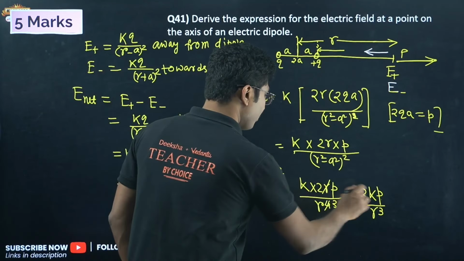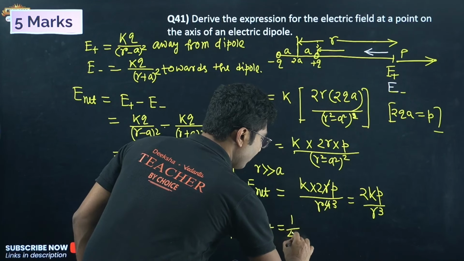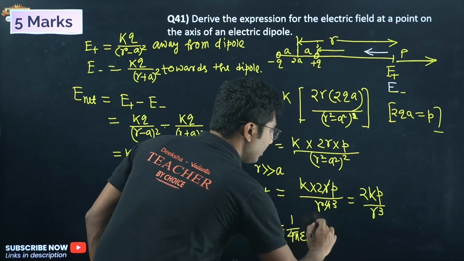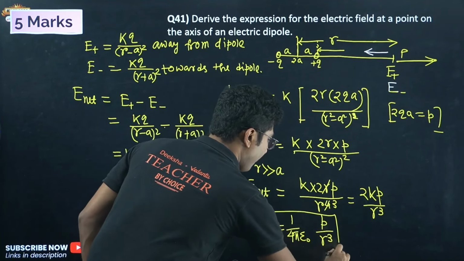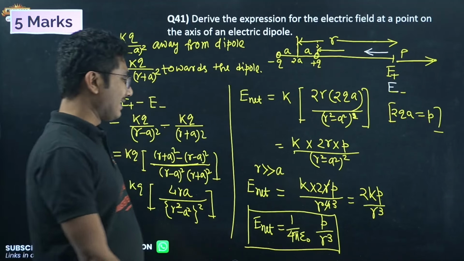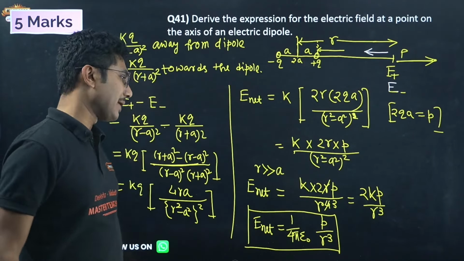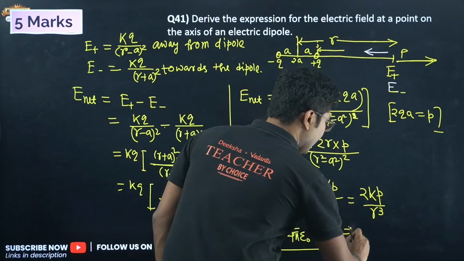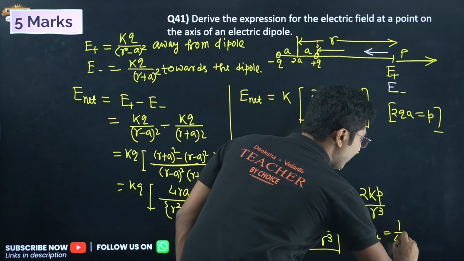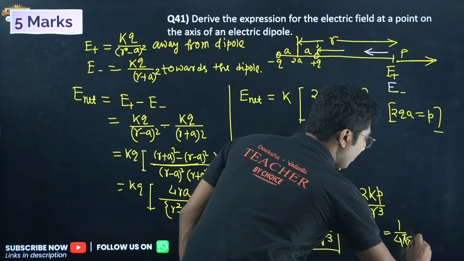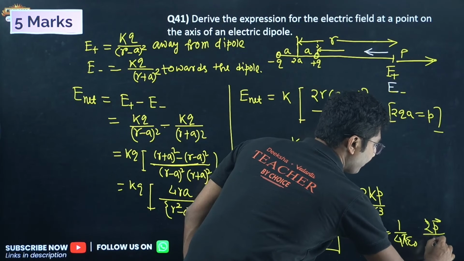Now it's time for us to put the original value of k. So E net becomes 1 by 4 pi epsilon naught 2p by r cube, right? So this is the net electric field. You can put the vector sign over here, and electric field and dipole moment are in the same direction. So vectorially you can write this as E net vector equals 1 by 4 pi epsilon naught 2p vector divided by r cube.